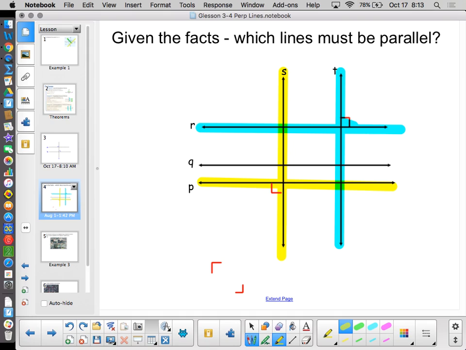See how it gets tricky? You have to really determine where is the one line that is perpendicular to both other lines, where there's the one transversal, and then what are the two lines that are parallel. Okay, let's try again.